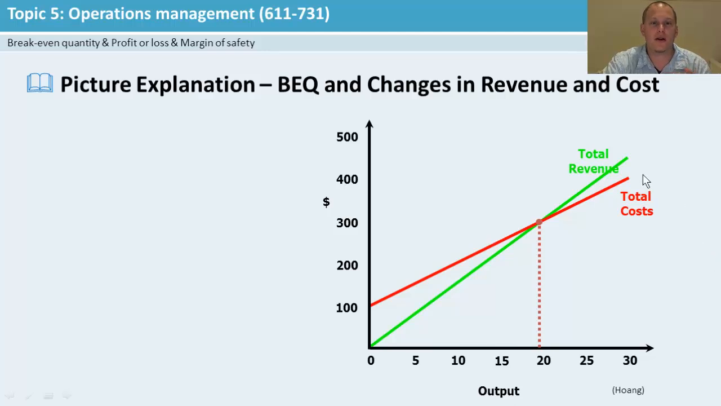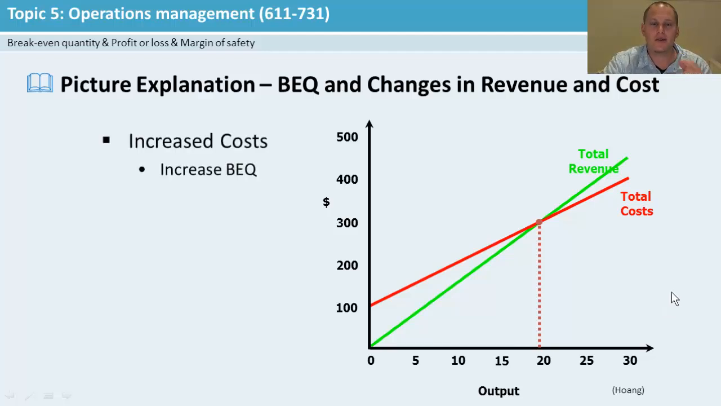Okay, if we look at the graph here, we're going to have a look at the changes in revenues and costs. So what happens when you increase revenues or decrease revenues, and what happens when you increase costs or decrease costs? And I've taken this out of the Paul Hoang textbook, and Paul does a great job. He just does a really good simplified version, so I've modded it for myself to help explain it for you guys.